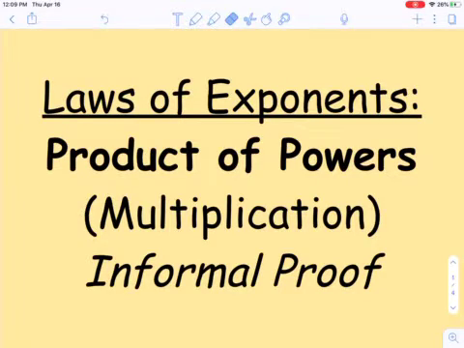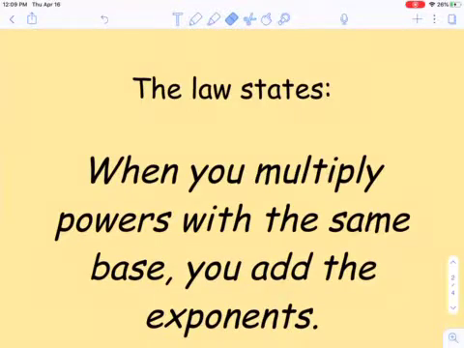One is called the product of powers. Basically, and we're going to prove this for you today, it states that when you multiply powers with the same base, you add the exponents. So let me say that again. When you multiply powers with the same base, you add the exponents.